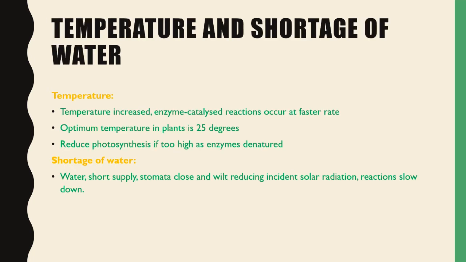all these terms. So temperature and the shortage of water are our next two, and they're actually our last two as well, so it is quite a short video. The temperature is another factor, and if you increase the temperature, then you'll have more enzyme catalyzed reactions occurring at a faster rate. The optimum temperature of plants is about 25 degrees, but photosynthesis will be reduced if this goes too far above 25 degrees because the enzymes will denature.